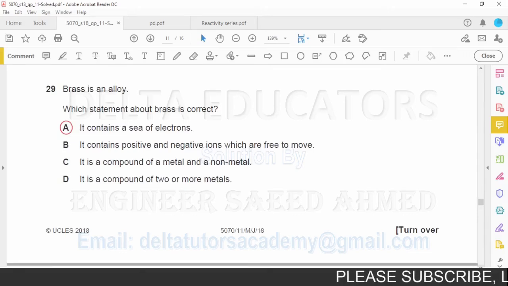Question number 29. Brass is an alloy. Which statement about brass is correct? Option A. It contains a sea of electrons. Yes, it is the correct one. Brass is an alloy. Alloy means it is a mixture of two metals. And in metals we have free electrons. We have a sea of electrons. So this option is the correct one.